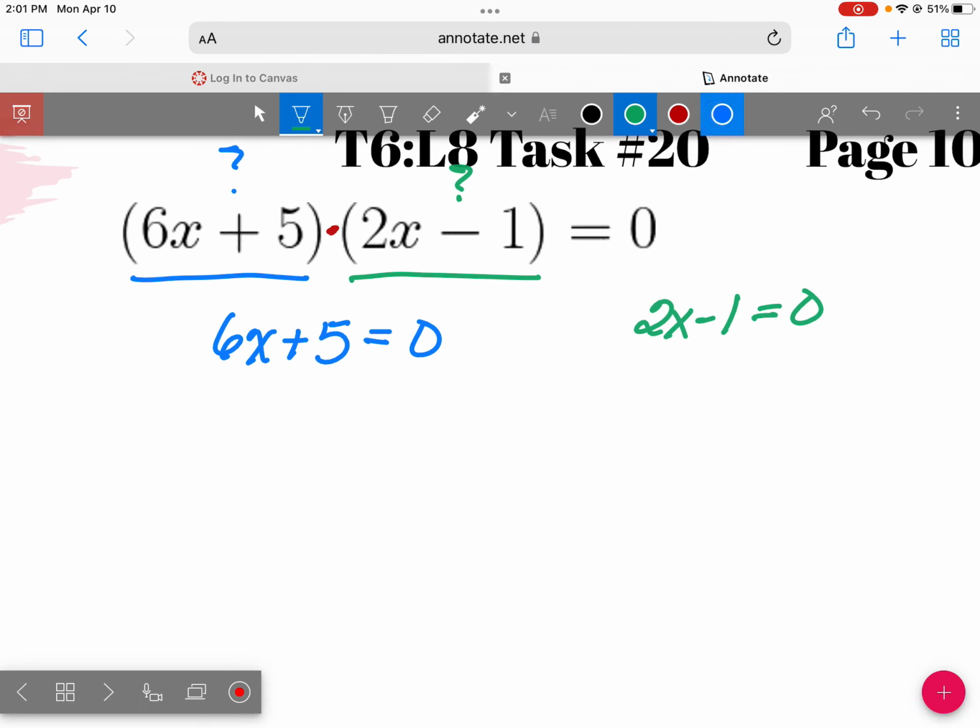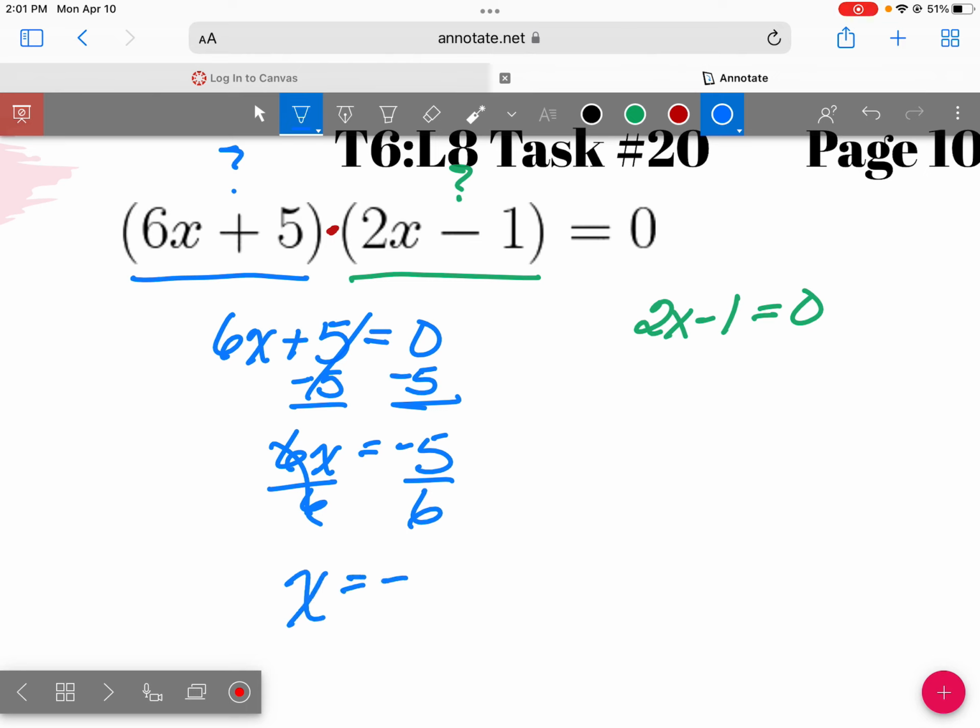So here, for the first equation, subtract 5. 6x equals negative 5, divide by 6, divide by 6. So x is equal to negative 5/6. That is one of your solutions.